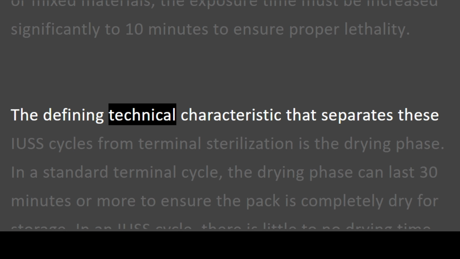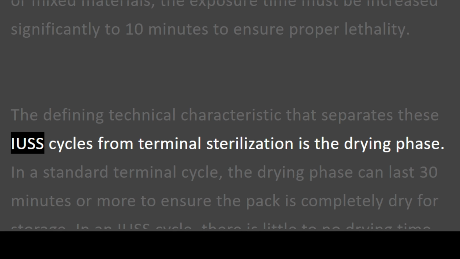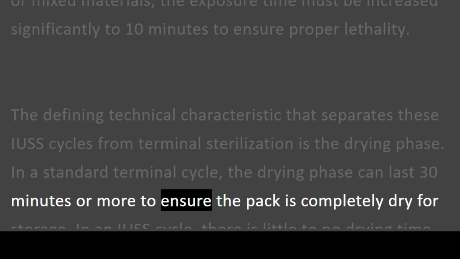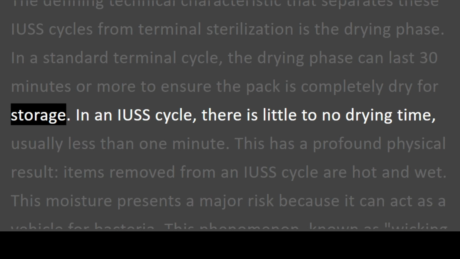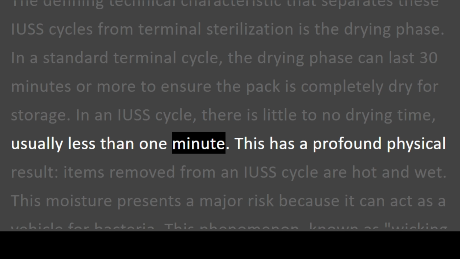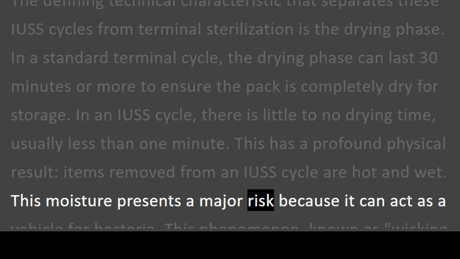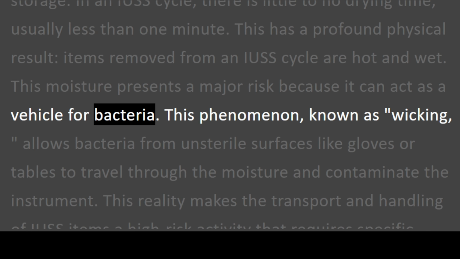The defining technical characteristic that separates these IUSS cycles from terminal sterilization is the drying phase. In a standard terminal cycle, the drying phase can last 30 minutes or more to ensure the pack is completely dry for storage. In an IUSS cycle, there is little to no drying time, usually less than 1 minute. This has a profound physical result. Items removed from an IUSS cycle are hot and wet. This moisture presents a major risk because it can act as a vehicle for bacteria.